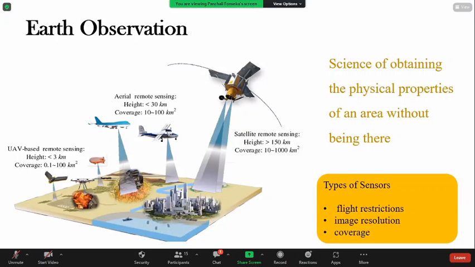So if you want to capture an image, you have to consider factors like the flight restrictions, the image resolution, and the coverage. For example, satellites capture data on a global scale, but drones are a better fit for flying over small areas. And airplanes or helicopters take middle-range images.